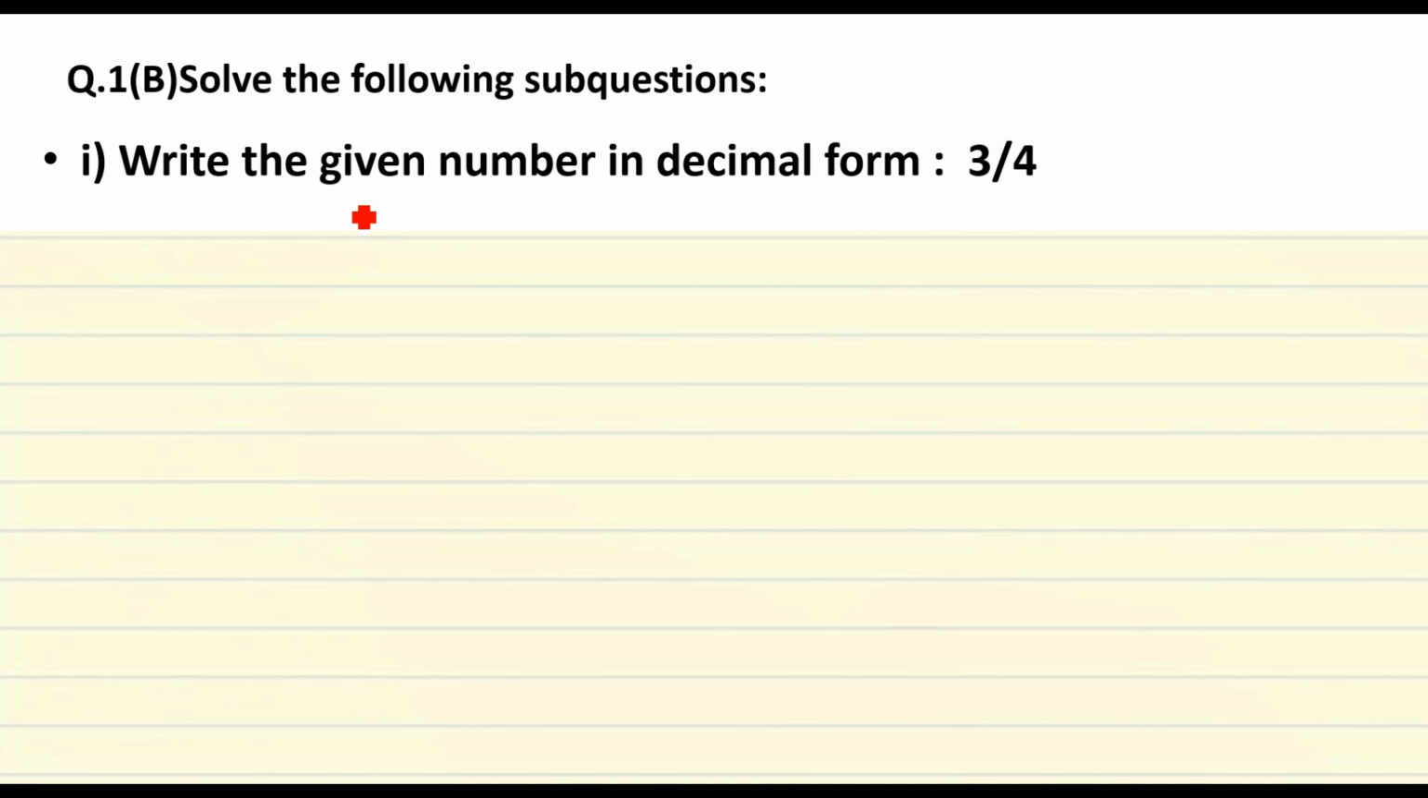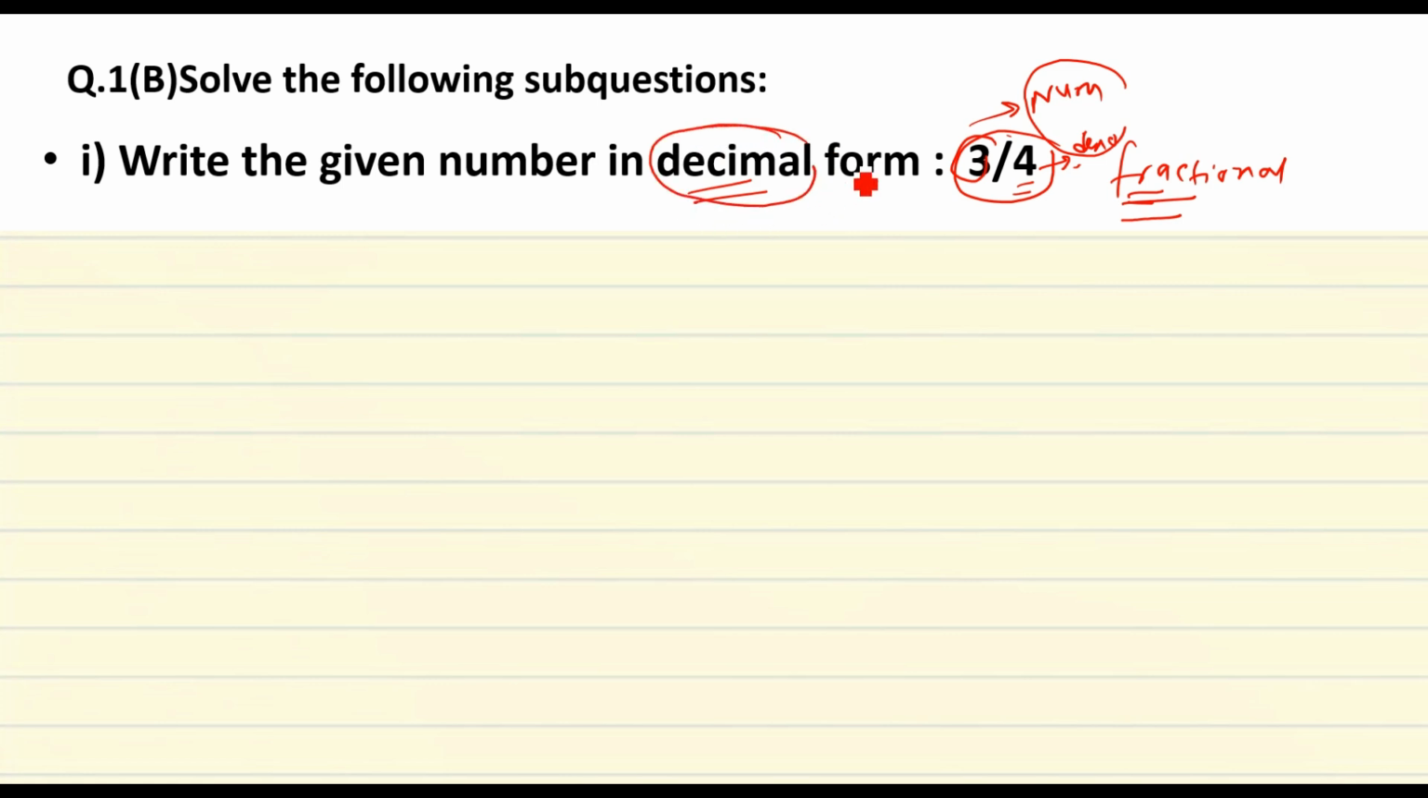Let us move to the next question. The given number is 3 by 4, and it is asked to write it in decimal form. This is called a fractional form. A number is said to be a fraction if it has a numerator, that is the upper part, and a lower part which we call the denominator. If both are present, then we call it a fraction. But here it is asked that you have to convert it into decimal.